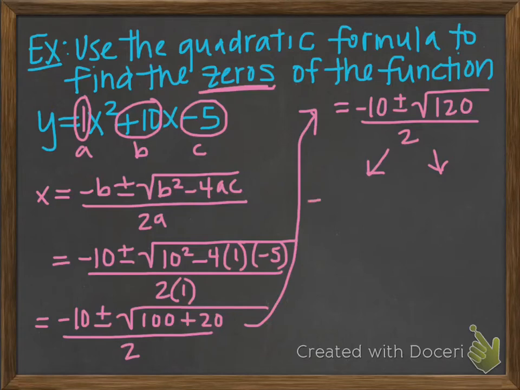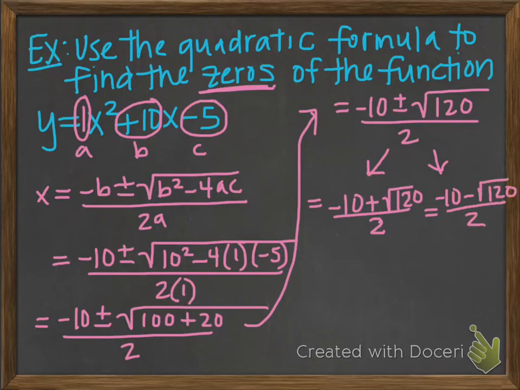So let's go ahead. We're going to evaluate this once with a plus and once with a minus. So we've got negative 10 plus the square root of 120 over 2. And then we also have, I'm running out of room, negative 10 minus the square root of 120 over 2. So we're going to simplify both of these. When you put it in your calculator, you will get a decimal answer, and just so we're all on the same page, we're going to round to 2 decimal places.